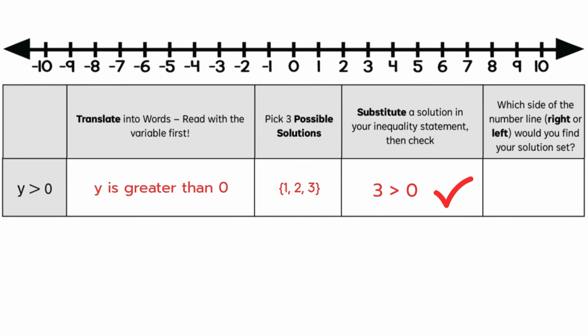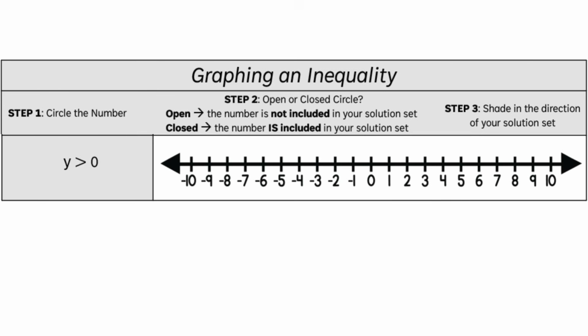Our solutions are to the right of 0 on the number line. All of our solutions are greater than 0. Greater is to the right. Now let's graph this inequality. Y is greater than 0. Step 1, circle the number. Go to 0, circle the tick mark right above 0. Step number 2, is the circle open or closed? It is open because 0 is not greater than 0. Our solutions are to the right because all of our solutions are greater than, so we have to go to the right.